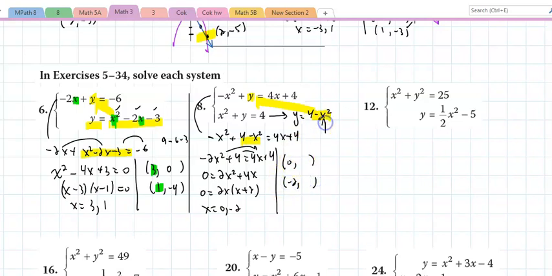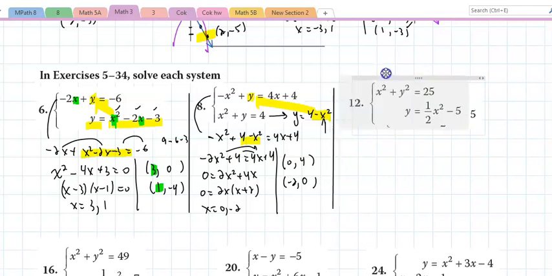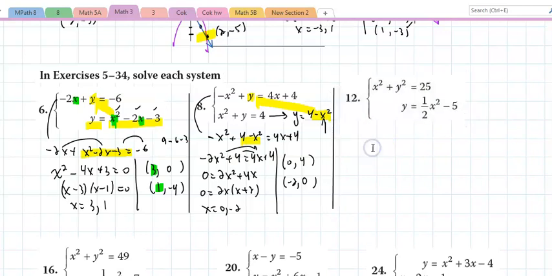It's right there. If I put a 0 in there, I'll get a 4. If I put a negative 2 in there, 4 minus 4 is 0. I could graph this. Not recommended. I suggest you stick with the algebra. That's much more efficient. The graph is good to see how many solutions you have. Here I have a circle and a parabola.